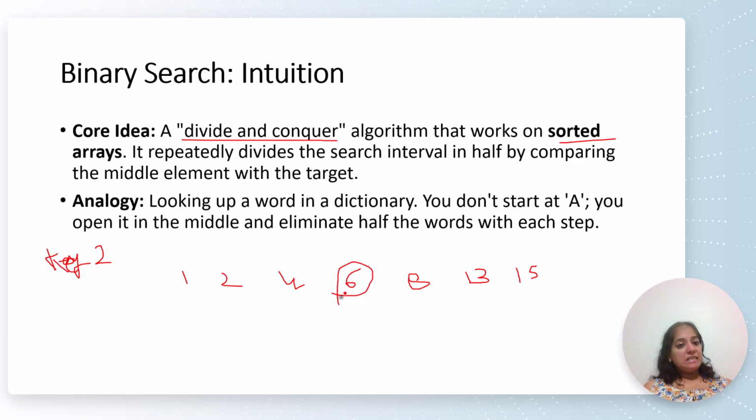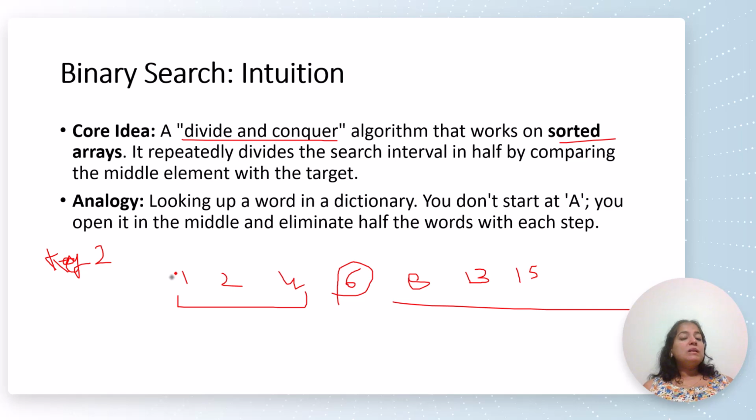So 2 is less than 6. That means since the array is sorted and 2, which I want to find out, is less than the middle element, the element cannot be in the right half of the array. It can be only in the left half of the array. So we are going to search the element in the left half. So the number of comparisons will be reduced.